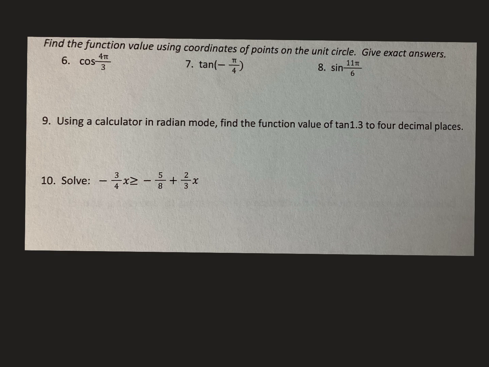Right, number 6, find the exact function value. Remember, do the reference angle first. Let's just remember, drop the top. Make that pi over 3. Cosine pi over 3, if you look at your circle, that's 1/2. Then you got to figure out what quadrant it's in. 4/3 is really 1 1/3, which puts us in quadrant 3. Cosine is x. X is negative in quadrant 3, so it's negative 1/2.